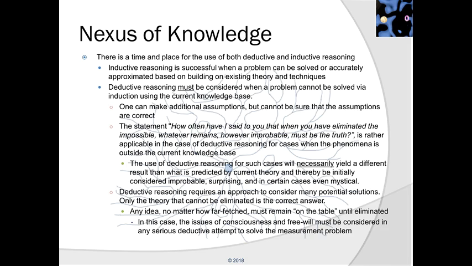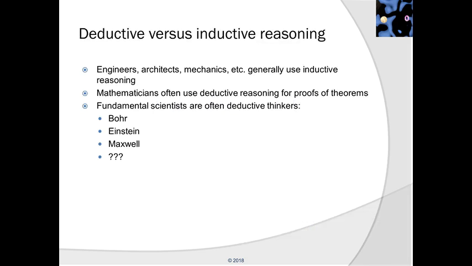Deductive reasoning requires an approach to consider many potential solutions. Only the theory that cannot be eliminated is the correct answer. Any idea, no matter how far-fetched, must remain on the table until eliminated. In this case, the issues of consciousness and free will must be considered in any serious deductive attempt to solve the measurement problem. Engineers, architects, mechanics, etc. generally use inductive reasoning. Mathematicians often use deductive reasoning for proofs of theorems.